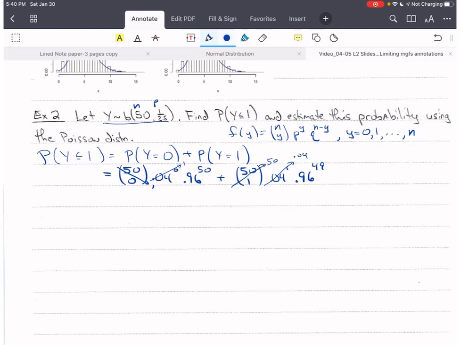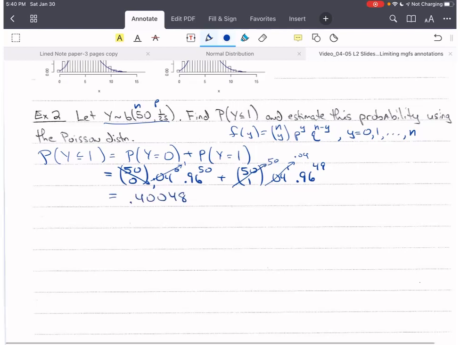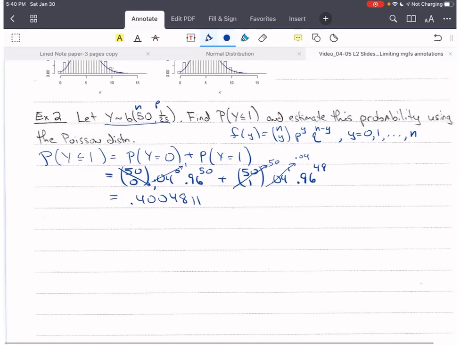And so when I work all this out, I get 0.4004811967. Okay? And so that's what my calculator gives me. Now, let's do the Poisson approximation.